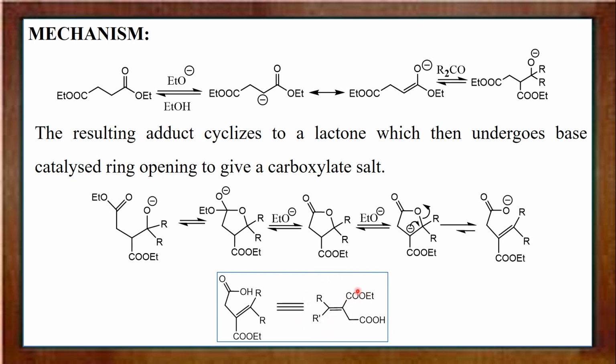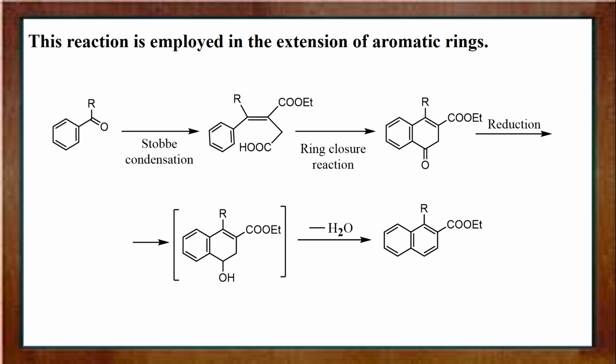We use diethyl succinate and a ketone. The carbonyl carbon of the ketone and the alpha carbon of the succinate ester are connected by an olefinic double bond, and that is the product. The Stobbe condensation is used for the extension of aromatic rings. In this reaction I start with an aromatic ketone and we are treating it with diethyl succinate ester in the presence of an alkoxide base, and by Stobbe condensation we end up with this product.